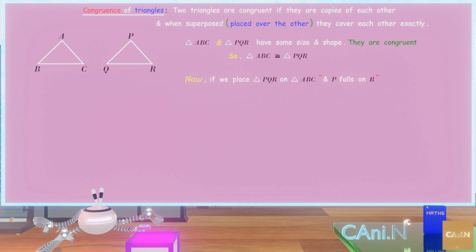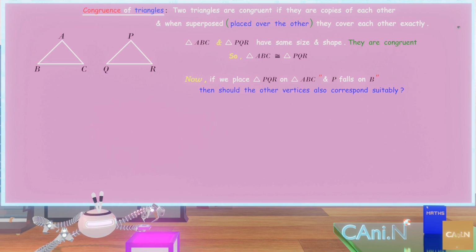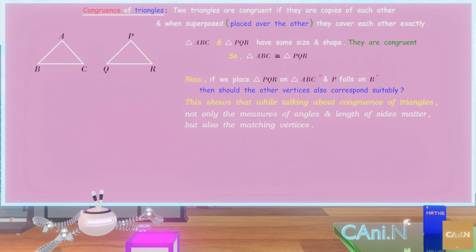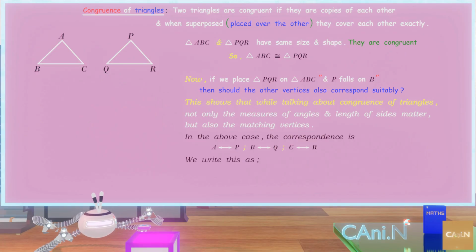Now, if we place triangle PQR on triangle ABC, and P falls on B, then should the other vertices also correspond suitably? This shows that while talking about congruence of triangles, not only the measures of angles and lengths of sides matter, but also the matching vertices. In the above case, the correspondence is A corresponds to P, B corresponds to Q, C corresponds to R. We write this as triangle ABC corresponds to triangle PQR.